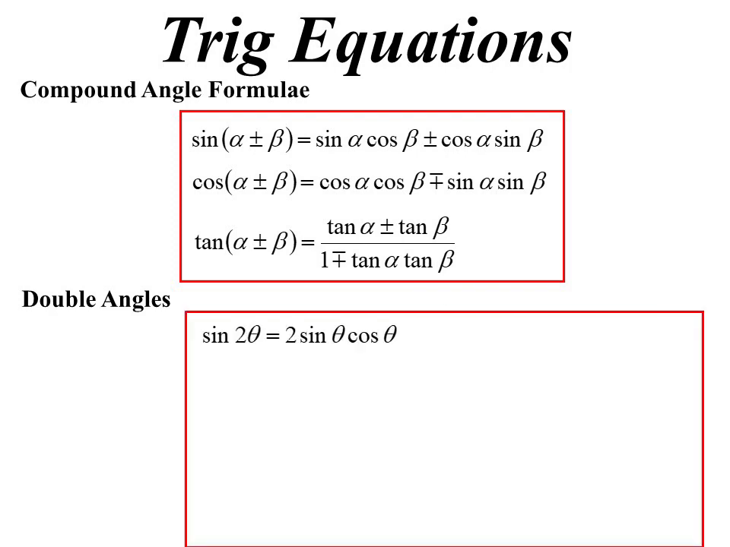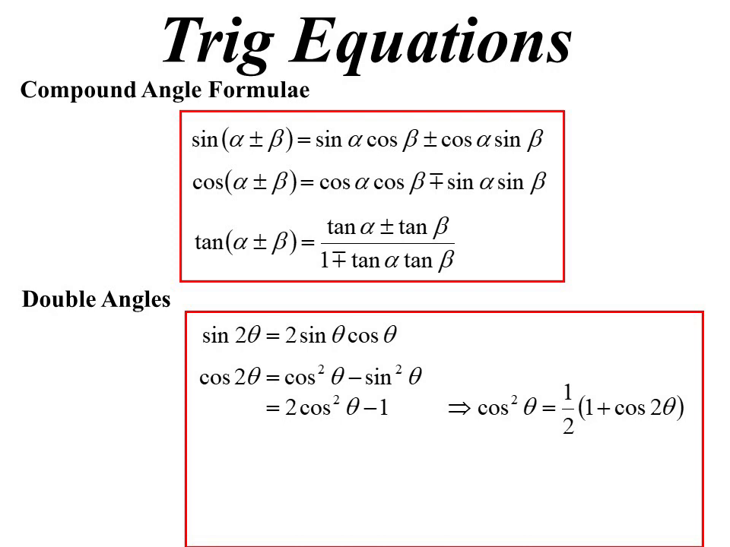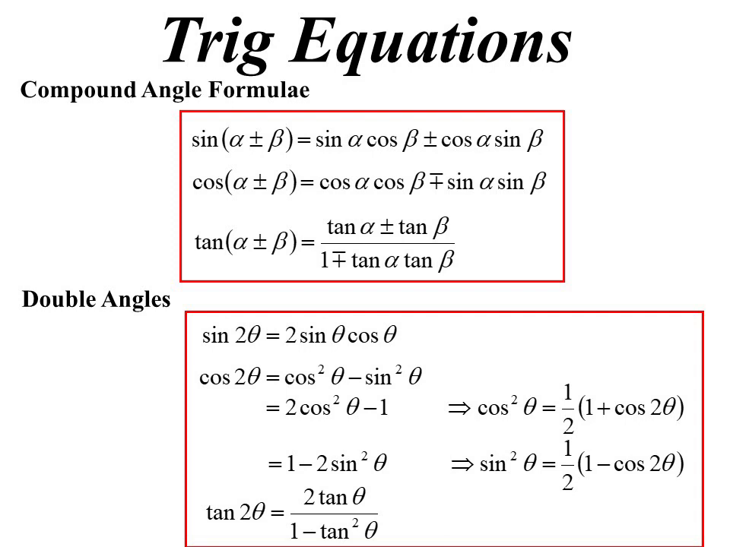So we have sine 2 theta, 2 sine theta cos theta. The different variations for cos 2 theta: cos squared minus sine squared gives us 2 cos squared minus 1. And as we saw yesterday, that's useful for integrating cos squared. We can rewrite that. We also get 1 minus 2 sine squared. Again, we could rewrite that for sine squared. Again, useful for integration. And tan 2 theta is 2 tan theta on 1 minus tan squared theta. So they're the double angle theorems.